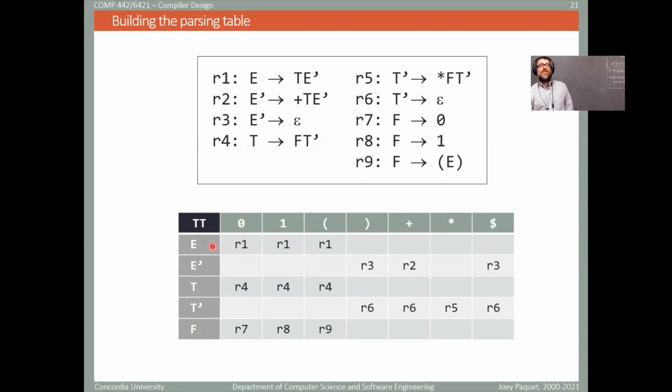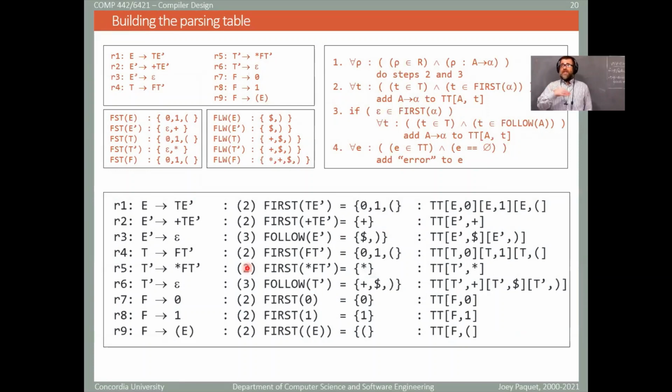Essentially, this table presents the fact that if I'm starting to parse an E and I see 0, then I should apply rule number 1. If I'm parsing an E and the next token is 1, I apply rule number 1. If I'm parsing a T prime and I see a closed parenthesis, I apply rule number 6. I have identified my rules here by R1 to R9. If I'm parsing an E prime and I see 0, this is a parsing error. That's what this table means. We'll see the parsing algorithm after we figure out the example of how to build a table.